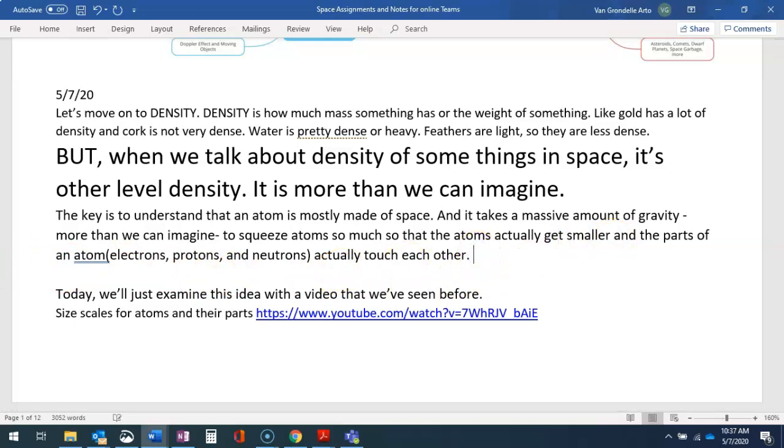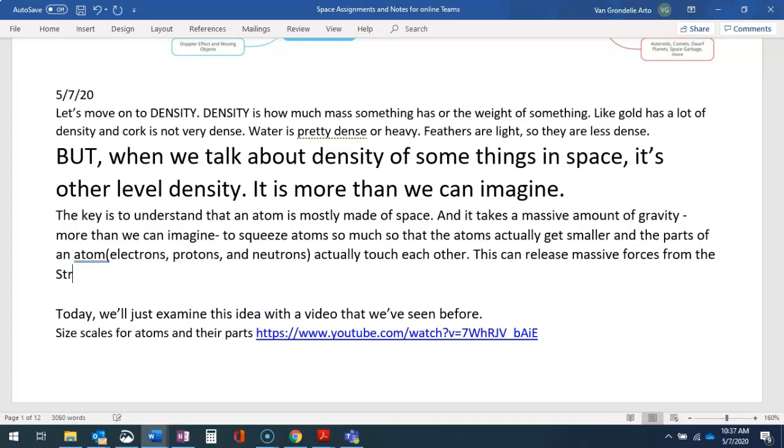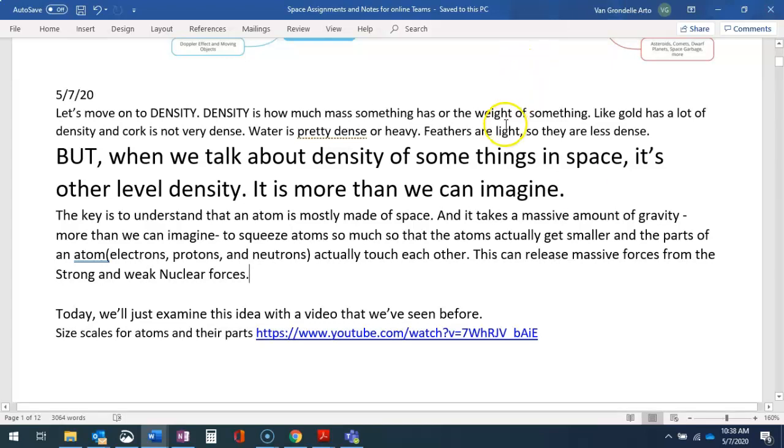And then I'm going to add, this can release massive forces from the strong and weak nuclear forces, or force, I usually use. So we talked about the strong and weak nuclear forces inside atoms. They're massive, and those are important, especially for space. And in our future, we'll be using those to make electricity and energy.